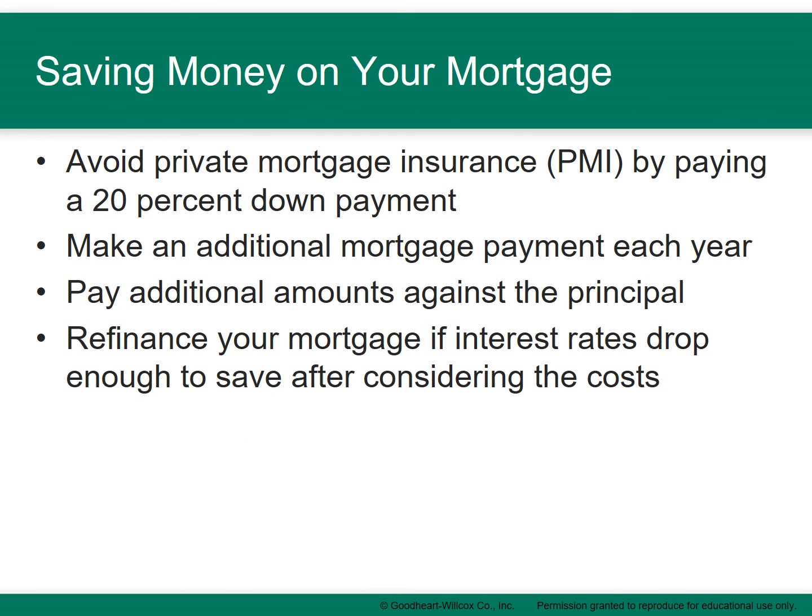So just a couple of little tidbits of information on saving money on your mortgage. Do your best to avoid private mortgage insurance by paying at least 20% on the down payment. Then you can make additional mortgage payments each year, paying additional amounts against the principal and not necessarily the interest. And then refinance your mortgage if interest rates drop. You'll hear a lot of times people saying, oh, the interest rates dropped, time to refinance. You can go and try to get a company to refinance that mortgage, so you can end up getting it at a lower interest rate.